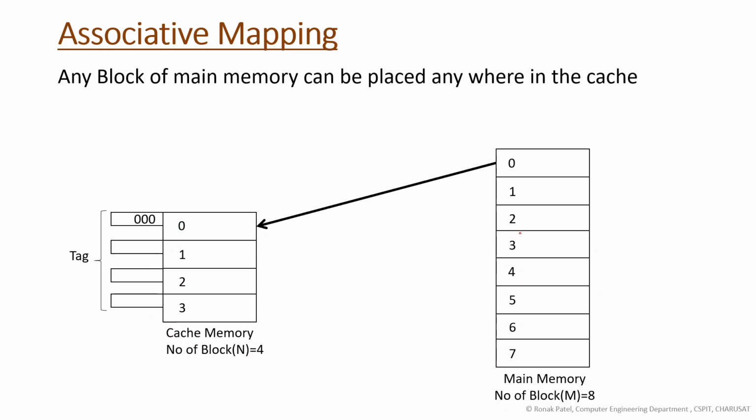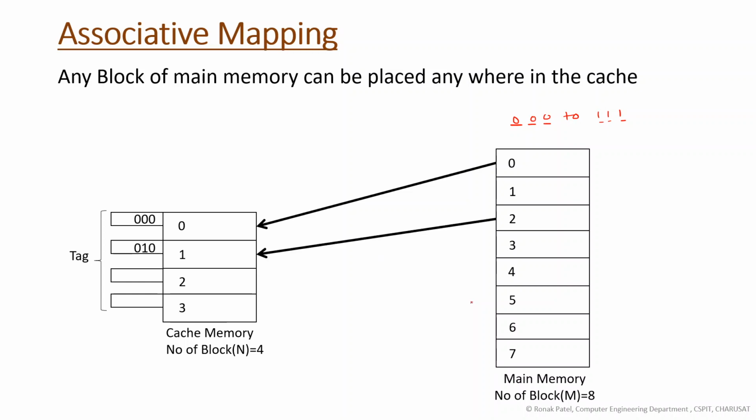So total 8 blocks are there. How many bits are required to uniquely address each block? 3 bits are required, starting from 000 to 111, which is the last one. So the tag value, or tag bits, will be 3, and each will indicate a block.